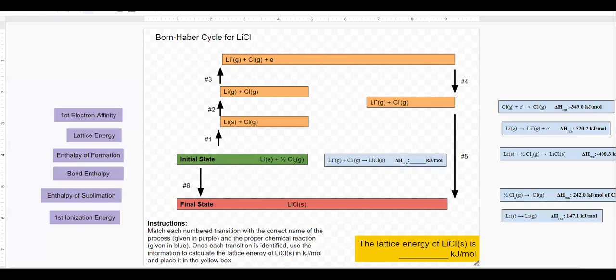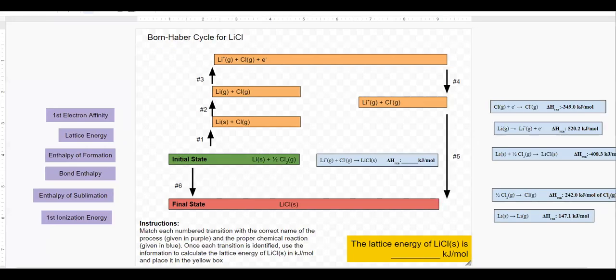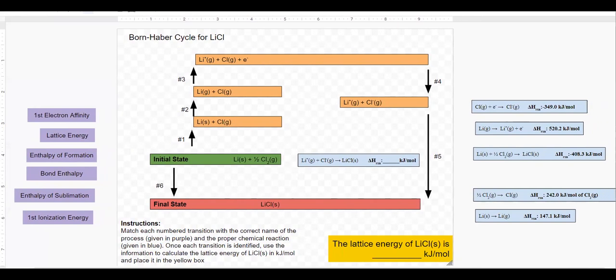Okay, so we're going to go over a little bit about how you can figure out the Born-Haber cycle. Now, the Born-Haber cycle is based on a simple principle: by looking at our enthalpy changes, because they are state functions, as long as we're going from the same reactants to the same products, it doesn't matter what pathway we take, we can find those enthalpy changes.